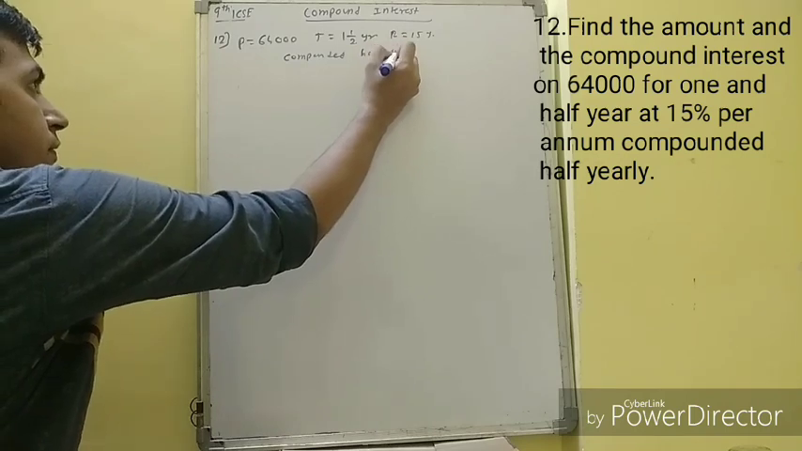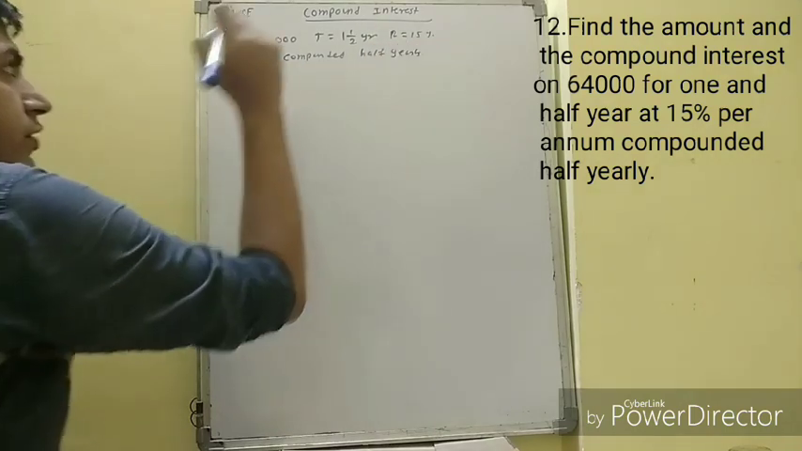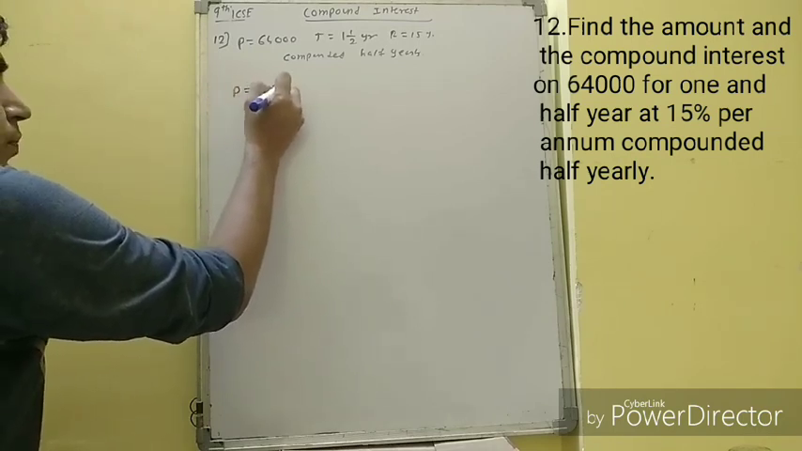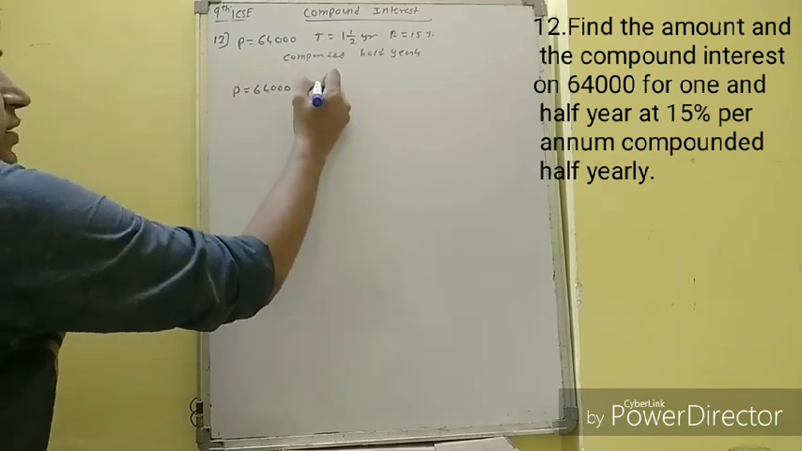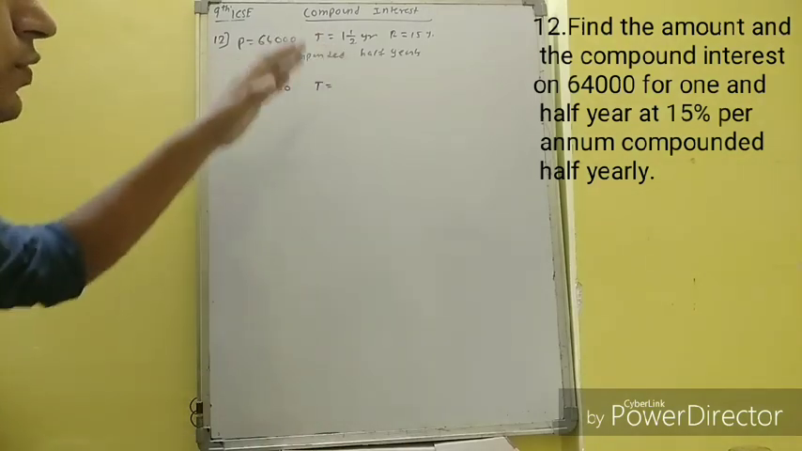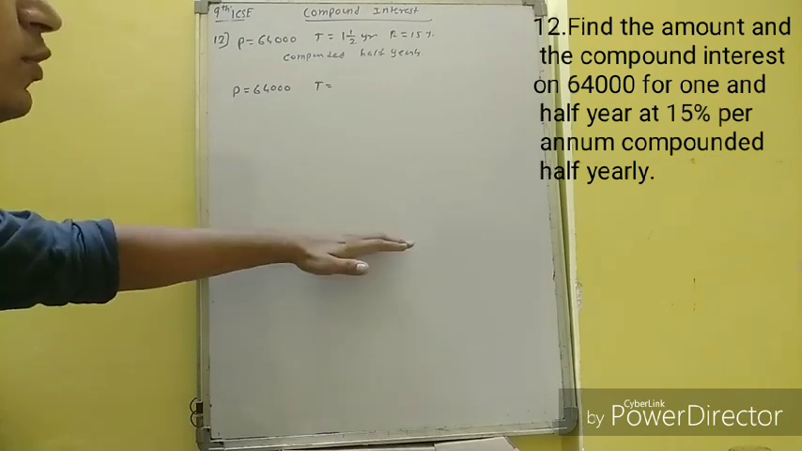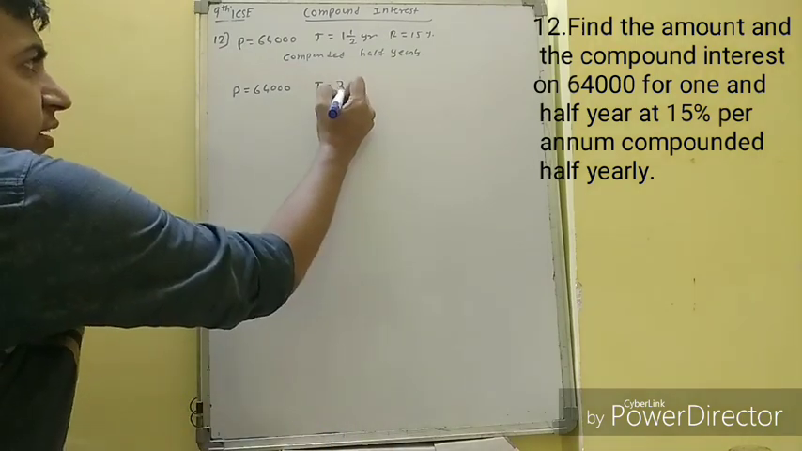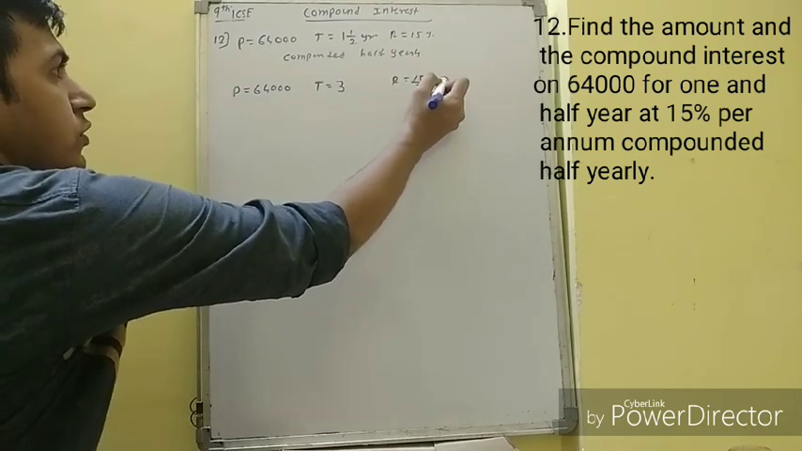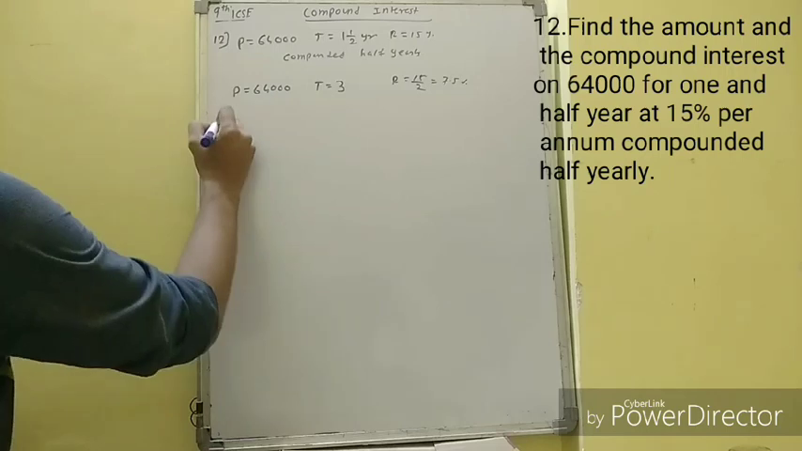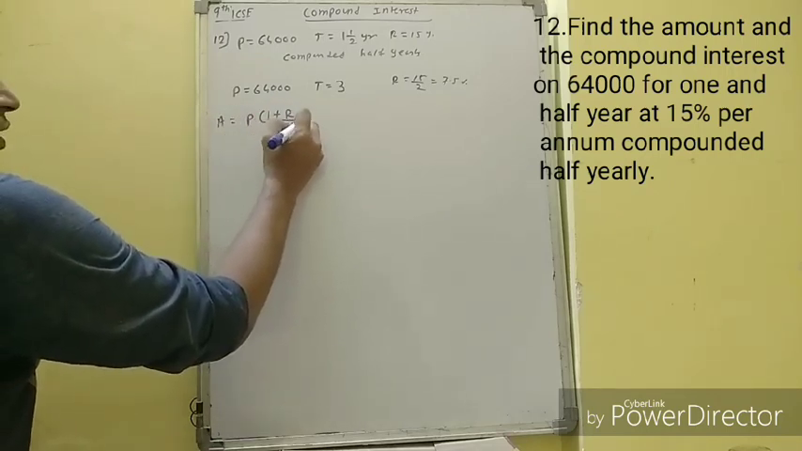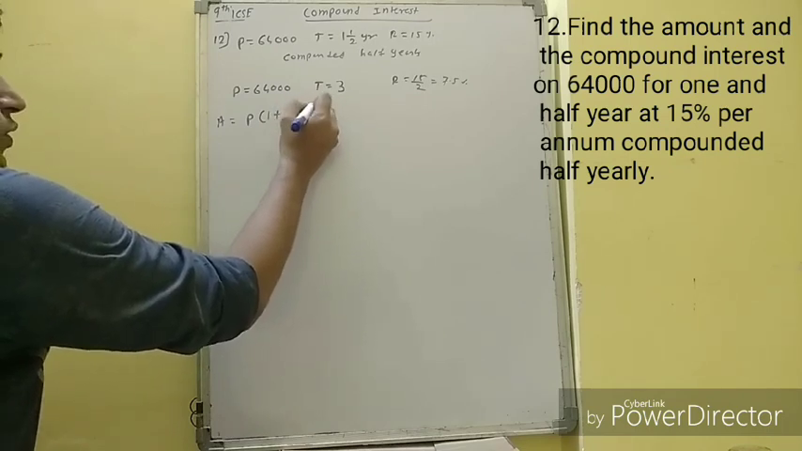Compounded half yearly. Okay, see, as it is compounded half yearly, principal will be the same. How many times you will get the interest? 1.5 year. So first 6 months, then 6 months, and one more 6 months. So you will get the interest 3 times. And as it is half yearly, rate will be divided by 2, which is 7.5%. Okay, so the amount is equal to P into 1 plus R upon 100 raised to T.